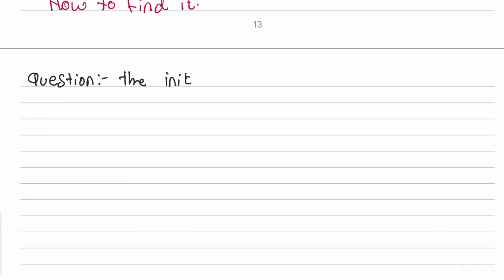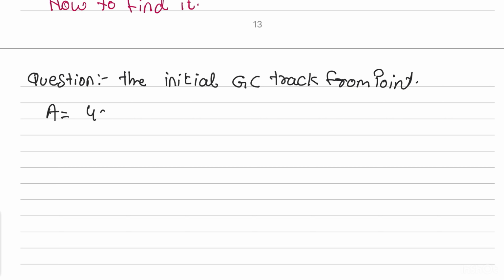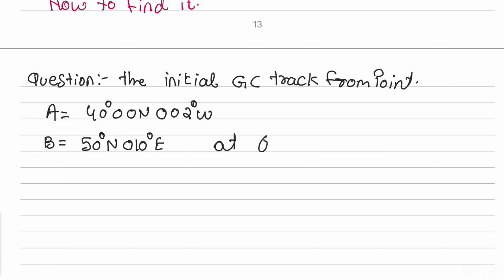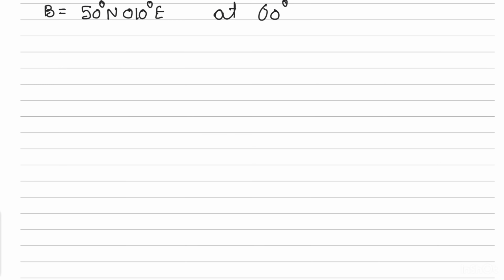The initial great circle track from point A, 40 degrees north, 002 degrees west, and point B is 50 degrees north, 010 degrees east, at 060 degrees, that is 60.